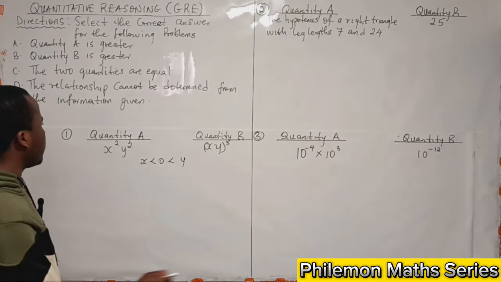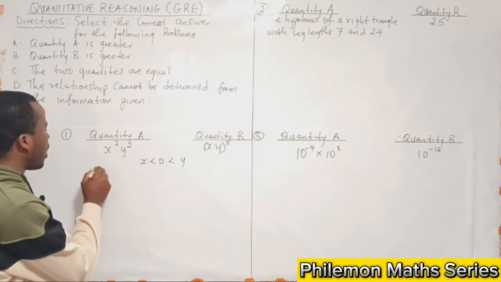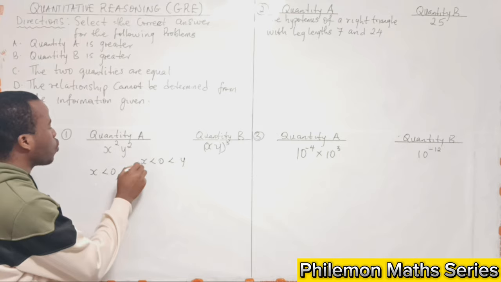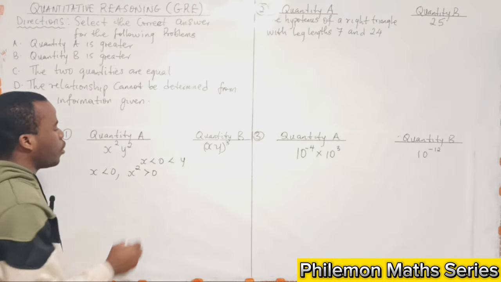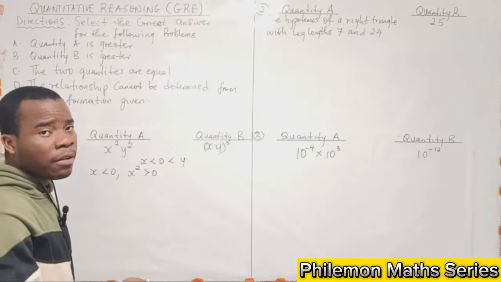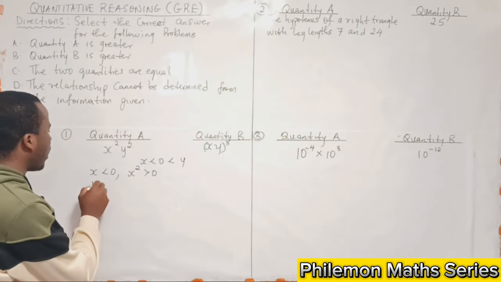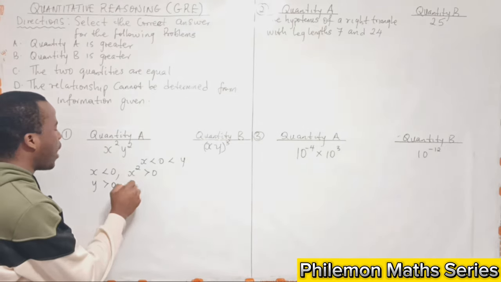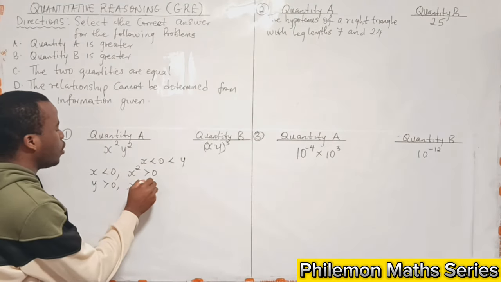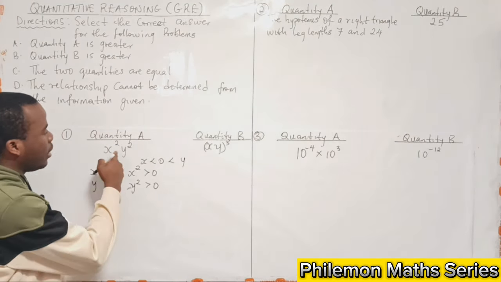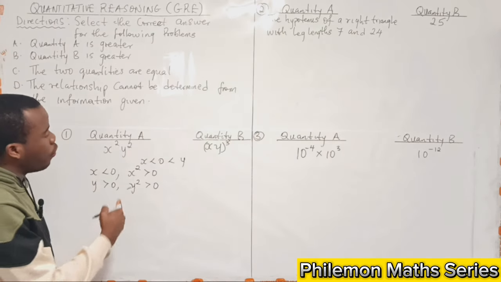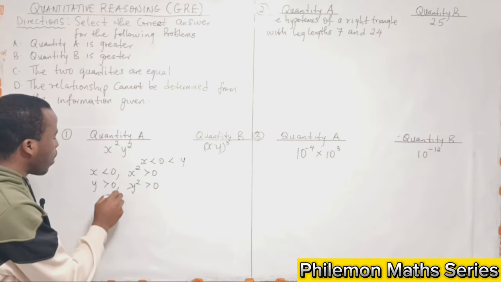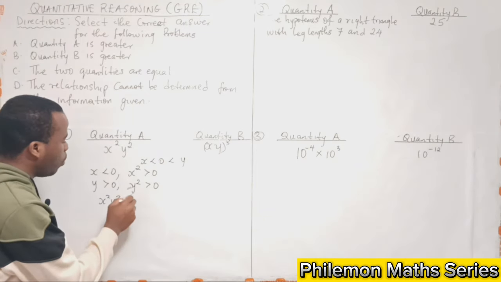So what is quantity A? Since x is negative, it means x squared is positive because the square of a negative number is positive. And since y is positive, we have that y squared is also positive. And in this place, we have the product of two positive numbers. So x squared times y squared, since they are both positive, will be positive.